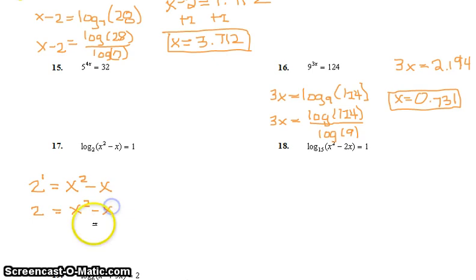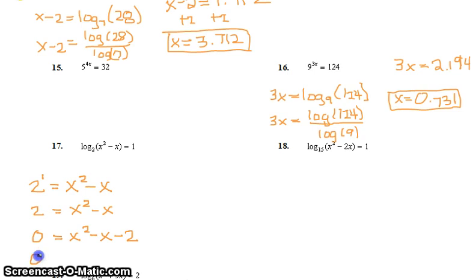We talked about in class that these are two different types of x's, so we're going to have to set it equal to 0 and solve a quadratic. So I subtracted 2 from both sides. To solve a quadratic, you could factor, you could use the quadratic formula, you could graph.